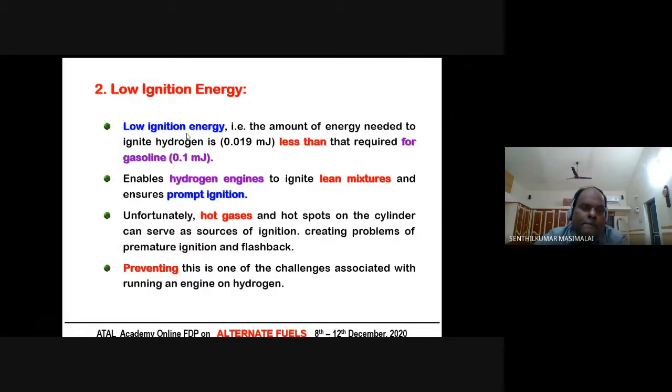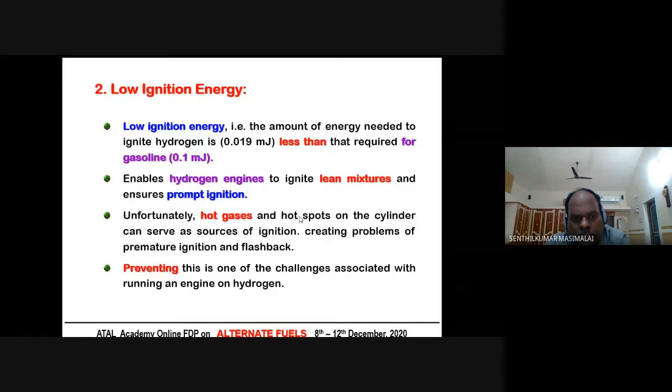So in one way, this low ignition energy is advantageous because we need not have any sophisticated ignition system for igniting hydrogen, and we need not have any very high intensity spark. A small voltage, 500 volts, some kind of small voltage is sufficient for igniting hydrogen. So in one way, this is advantageous. At the same time, this low ignition energy is not advantageous. Unfortunately, because of the hot spots present inside the combustion chamber, you know what a hot spot is.